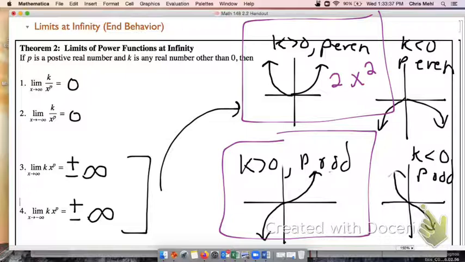I'll give you another example as well. If k was positive and p was odd, for instance like 3x cubed, it goes down on the left and it goes up on the right. We'll see an example in just a moment. And then I've got the other two cases. If k was less than 0 and p was even, the graph goes down on both ends of kx to the p. And if k is less than 0 and p is an odd power, the graph goes up on the left and down on the right. So those limits are going to depend on the value of k and what power you're using.